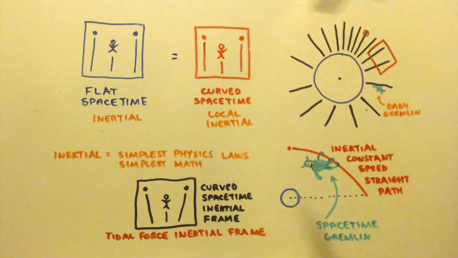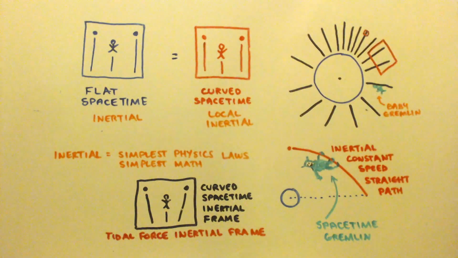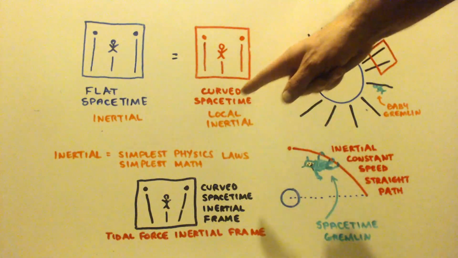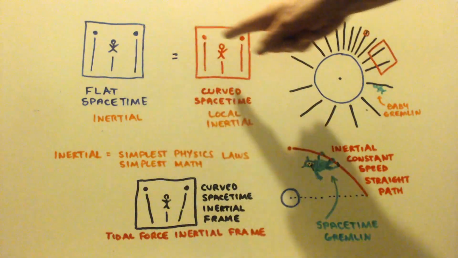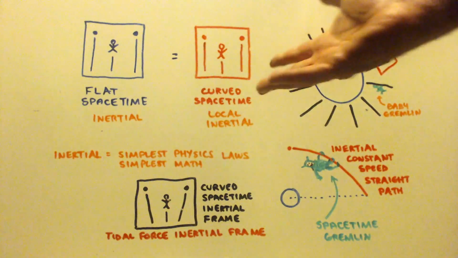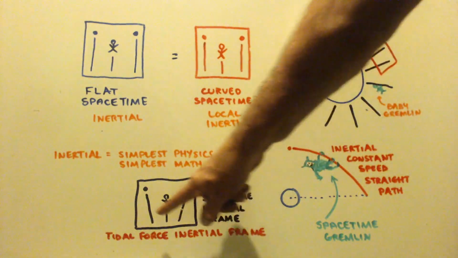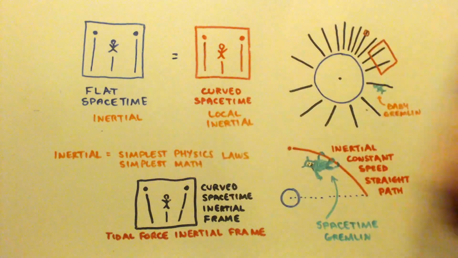But all 3 of these still have the simplest physics laws and the simplest math. These balls are going in a straight line, constant speed. Everything's floating, nothing's accelerating. You can say all the paths are accelerating here, but the balls are not accelerating, though.